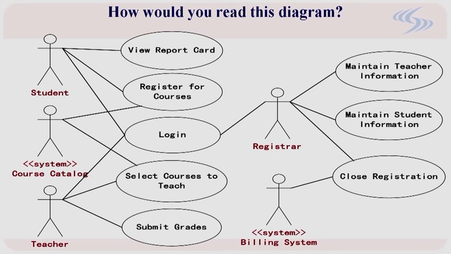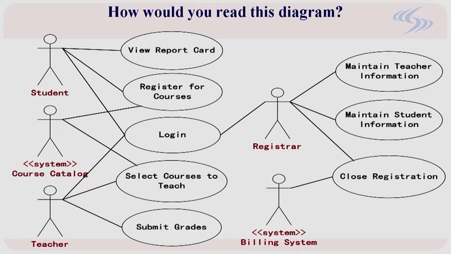From the previous lecture, we have understood that students, such kinds of statements, are the actors of the target system. So we should find out the actors first. So from this diagram, we find that there are 5 actors in total: student, teacher, registrar.